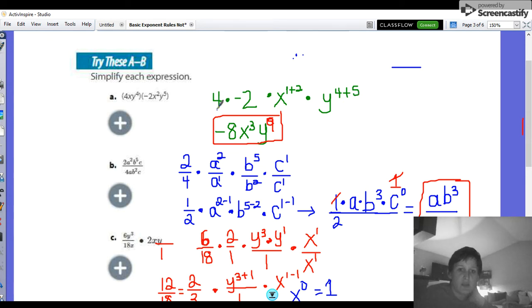So now let's simplify. 4 times negative 2 is negative 8. 1 plus 2 gives us x to the third. 4 plus 5 gives us y to the ninth. Let's move on to the next one.